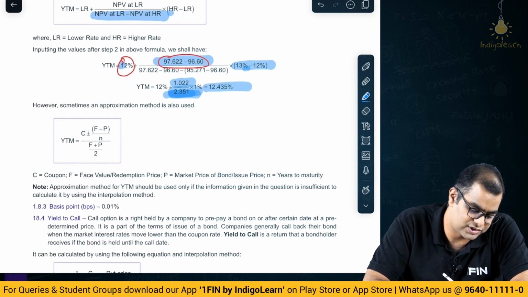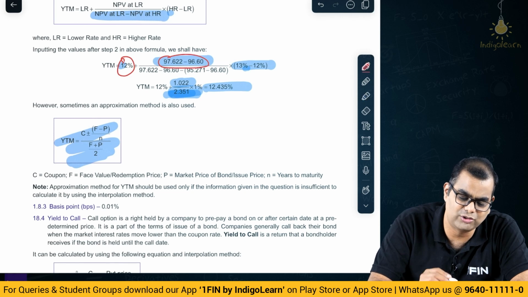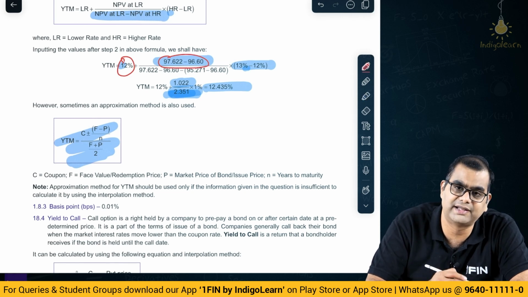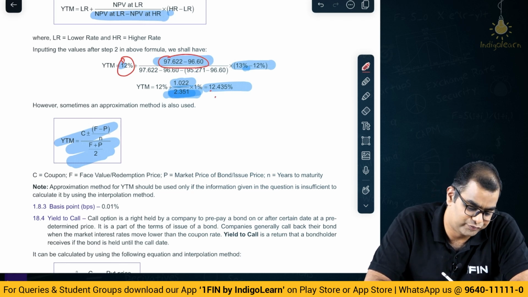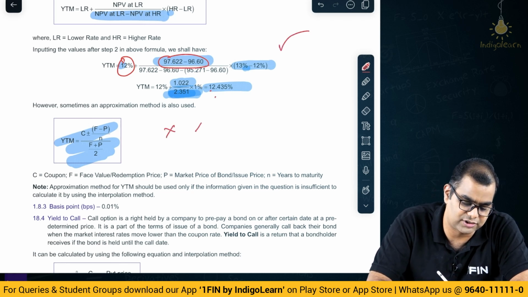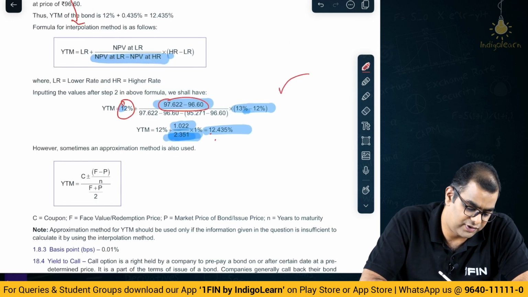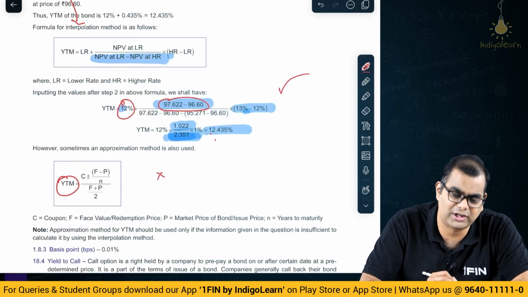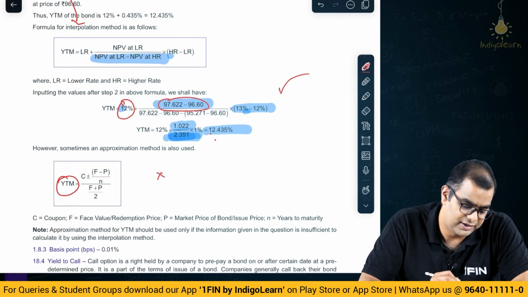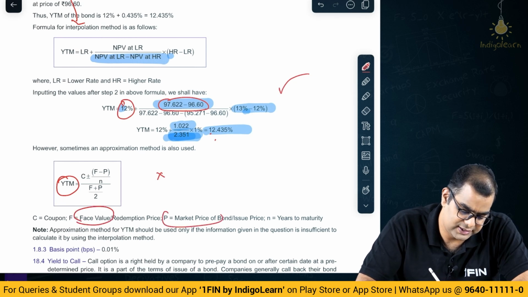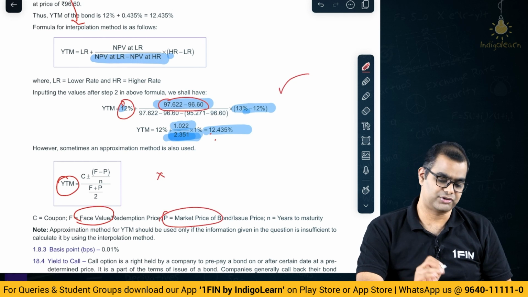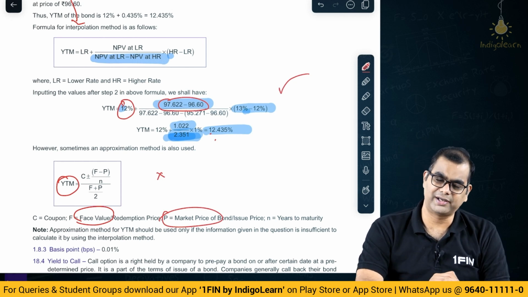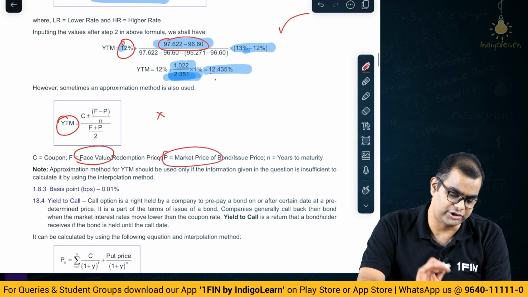Sometimes there is also a method where you approximate it. This I usually don't like, but in case they ask for an approximate method, you can give it. They will not deduct any marks if you do it the right way. So what is the formula? This is an approximate method. I typically don't like it. The formula is coupon plus or minus the face value or redemption value minus the market price divided by the maturity, whole thing divided by the average of the current price and the redemption value. This is a very approximate method. You will typically not get the right answer. So I would definitely not use it.